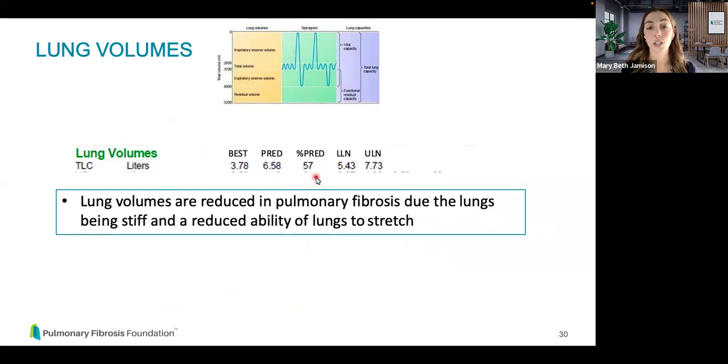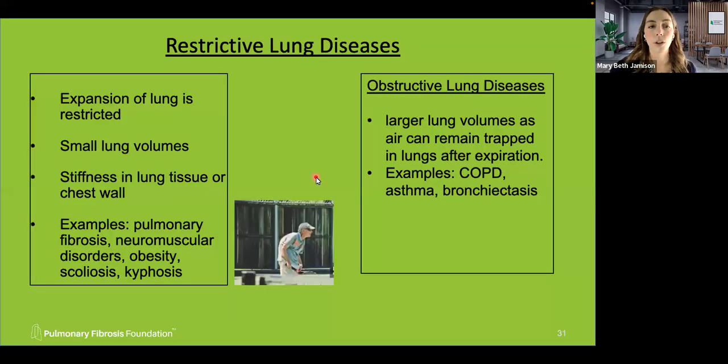In some other lung diseases, like obstructive types of lung diseases versus restrictive, you might see something like 130%. It's really high lung volumes, large lungs. And just a little bit of information on restrictive types of lung diseases that cause those small lung volumes. What we're saying with restrictive lung disease is the expansion of the lungs is restricted.